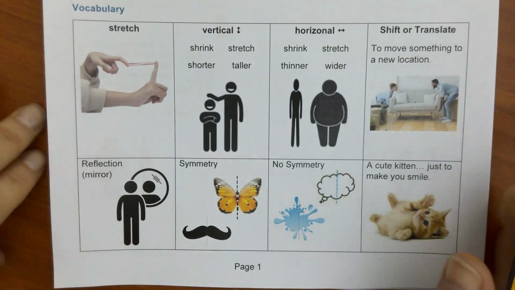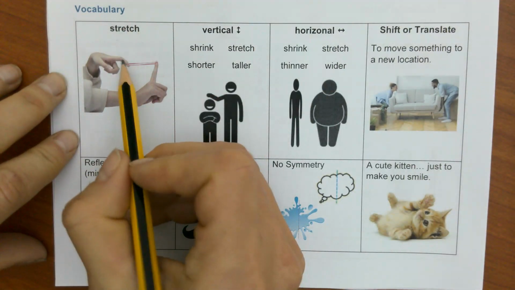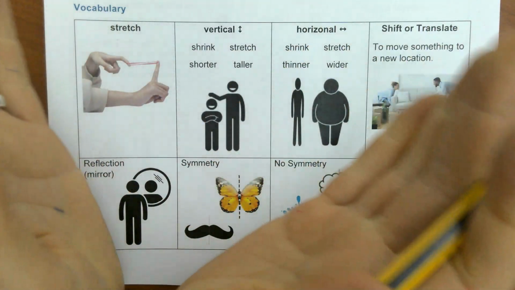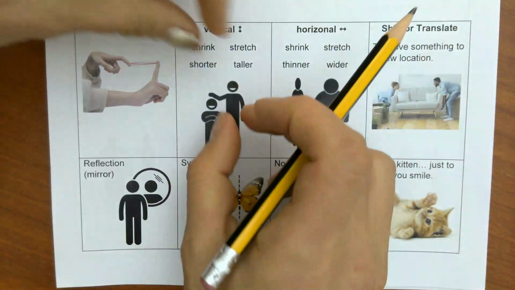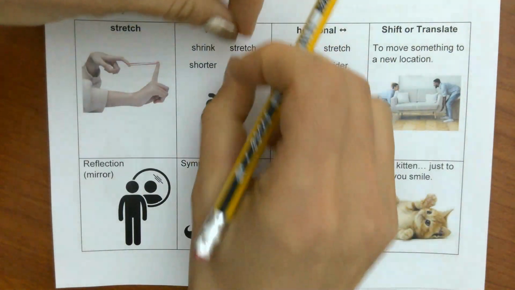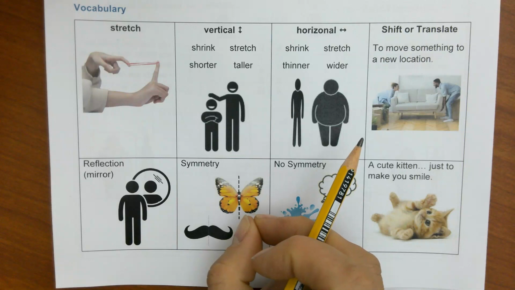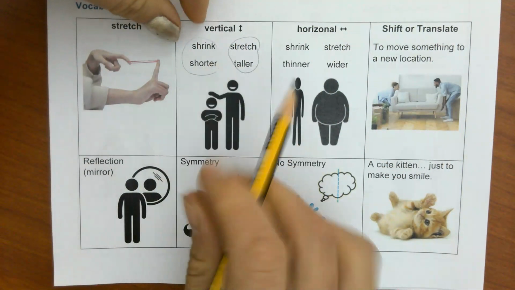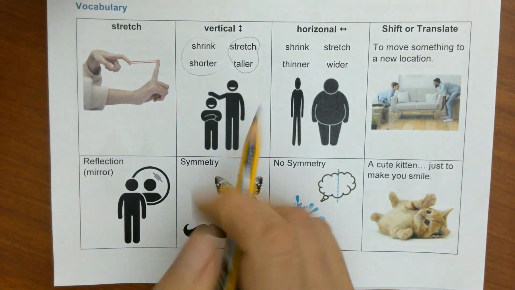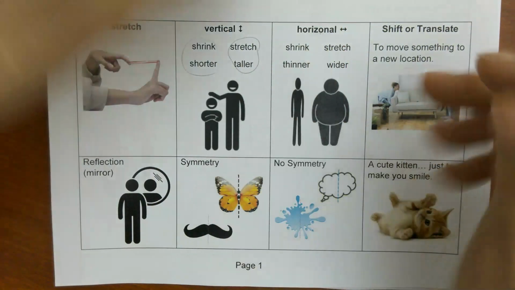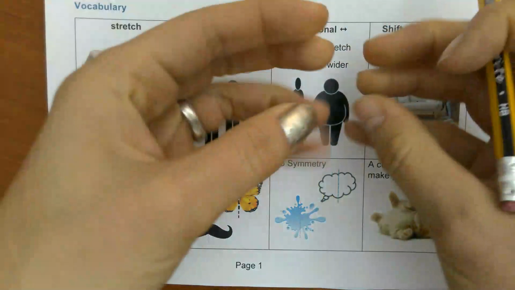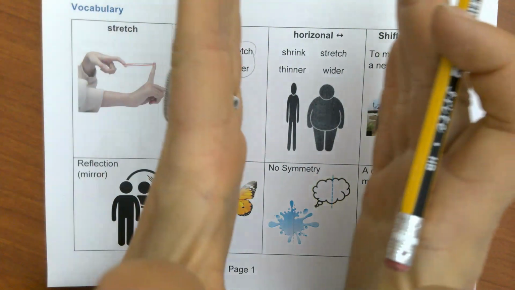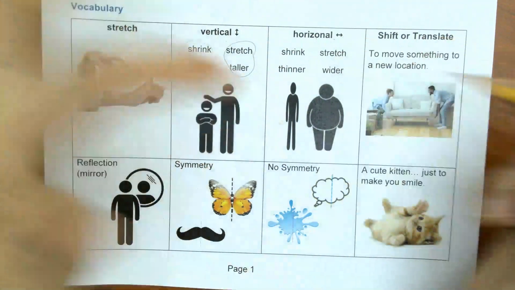So we can stretch something. Think of an elastic. You pull it. So you can take an equation and stretch it. You can stretch it vertically. Vertically is up and down. So you can make it taller by stretching it, or you can shrink it and make it shorter vertically. Same thing with horizontally. If I pull something this way and I stretch it, it gets wider. And if I shrink it, it gets thinner horizontally.